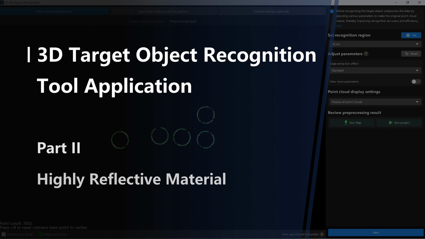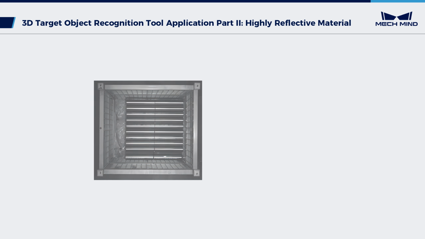This video introduces the vision recognition strategy for the target objects with highly reflective material. It also demonstrates how to configure the relevant parameters using the 3D target object recognition tool. Here, we take the example of steel rods.